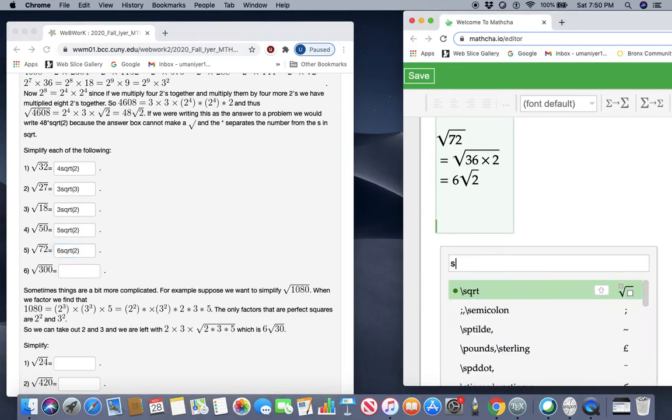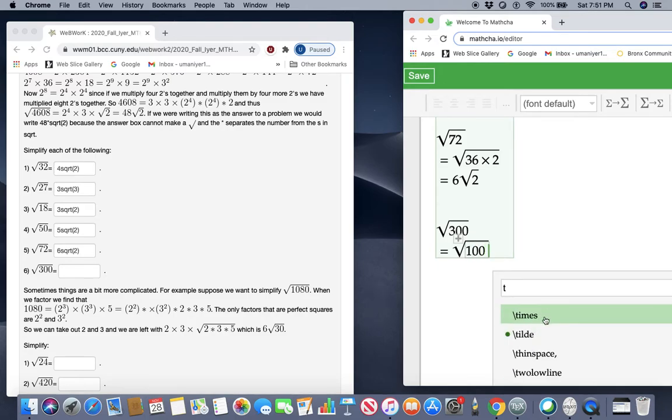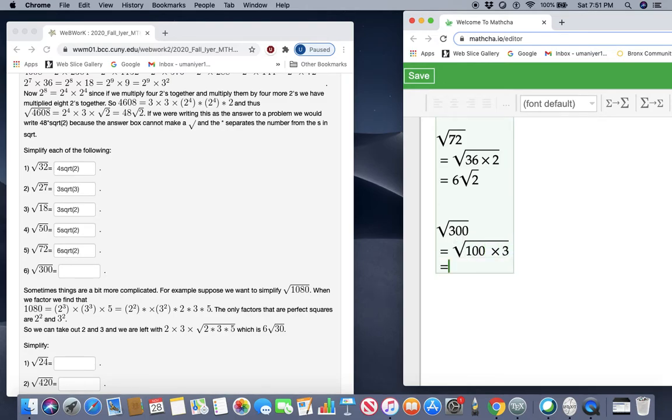Then you have square root of 300. Wow, that's a huge number. But notice 300 is 100 times 3. So that is equal. Square root of 100 is 10. Square root of 3 I cannot improve, so it stays inside. So that is 10 SQRT 3.